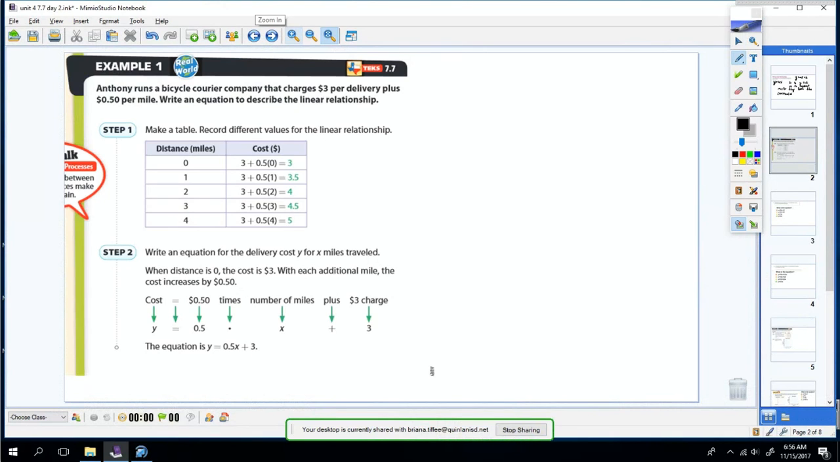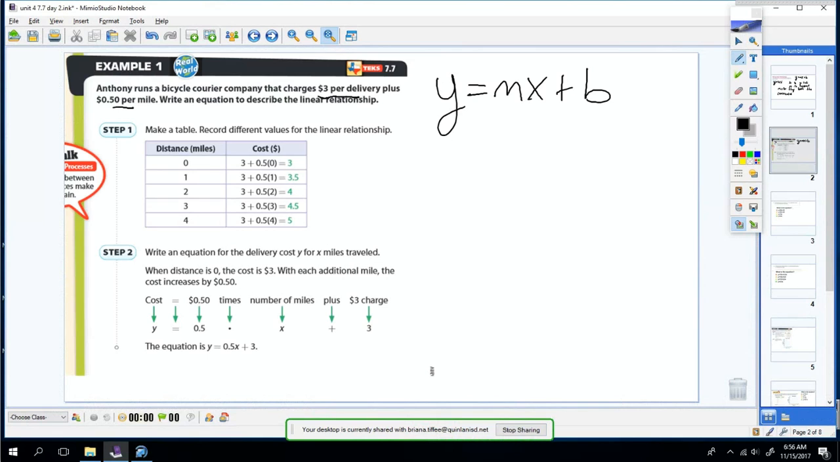The first example says Anthony runs a bicycle carrier company that charges $3 per delivery, plus 50 cents per mile. Write an equation to describe the linear relationship. Well, you want to write the linear relationship for each delivery. So you're going to use the format y is equal to mx plus b.